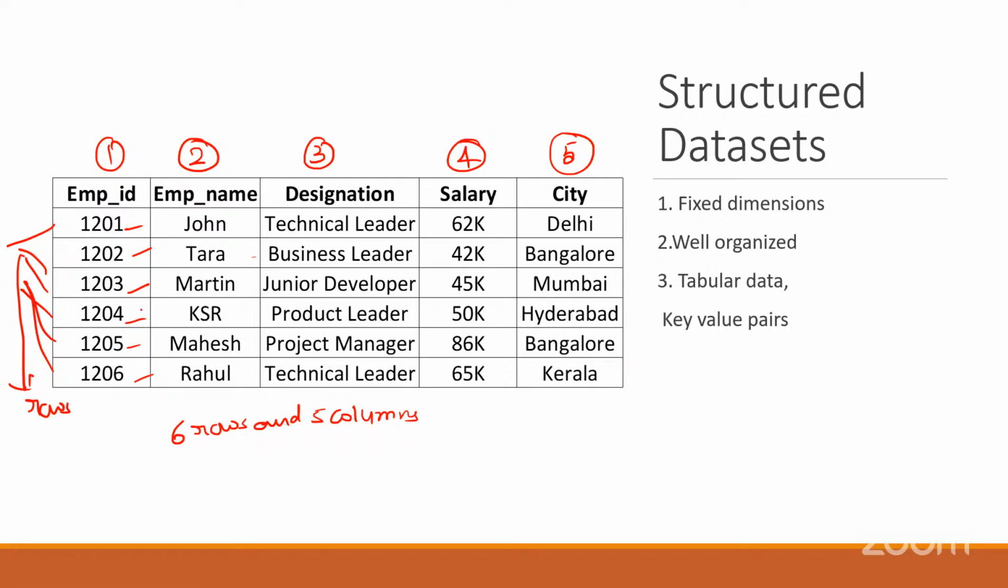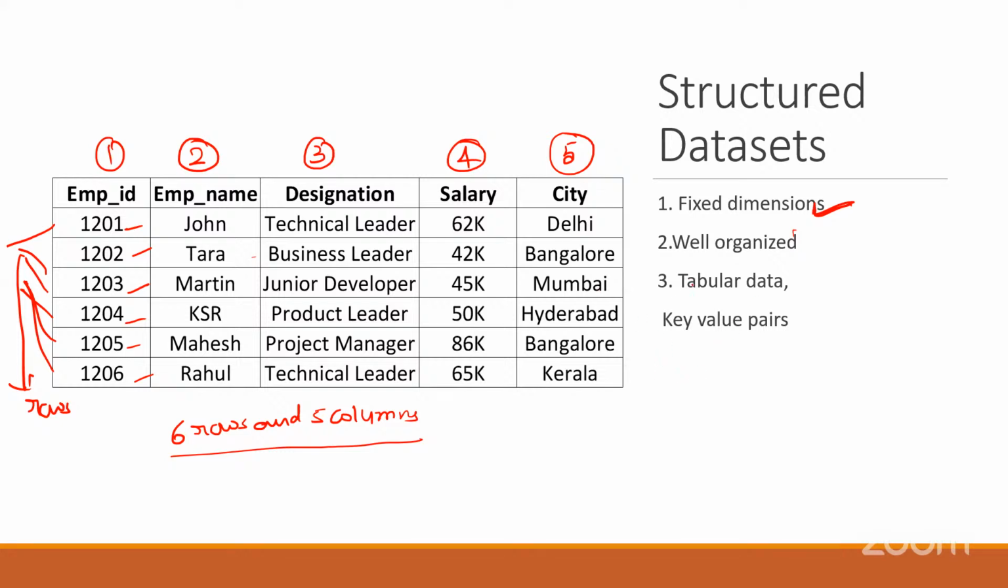So it is table data. Am I right? In this case, the dimensions are fixed. Rows and columns are fixed. In this data, we have 6 rows and 5 columns. Hence, it is fixed-dimension data. It is well organized, which means even a layman who looks at the table can easily understand it, the way we are discussing now.